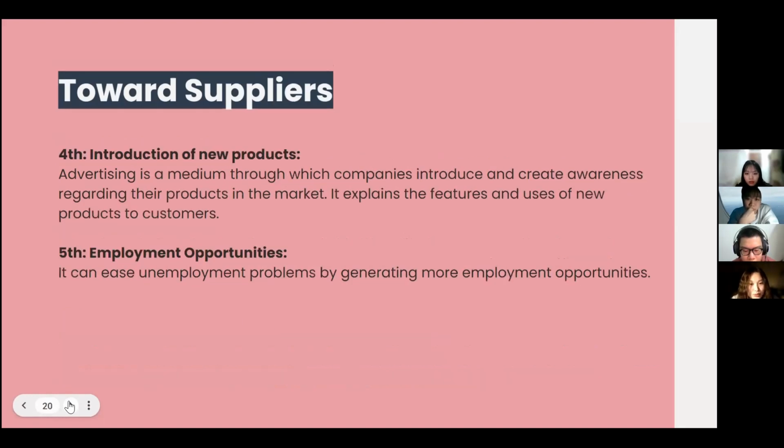Fourthly, advertisement will introduce new products. Advertising is a medium through which companies introduce and create awareness regarding their products in the market. It explains the features and uses of a new product to customers. The producer finds it very easy to communicate the release of a new product to the consumer in a very efficient and cost-effective way through advertisement. It simplifies the work of salesmen and also allows the customer to reach out to other products.